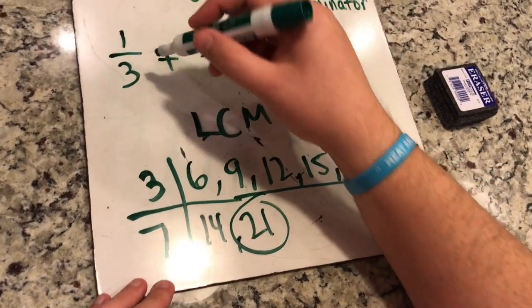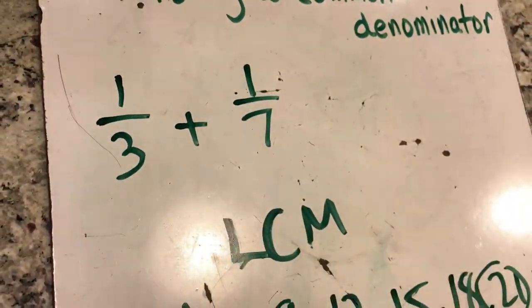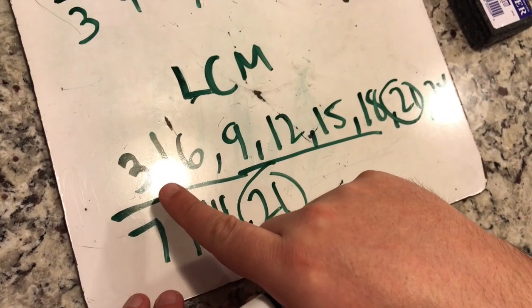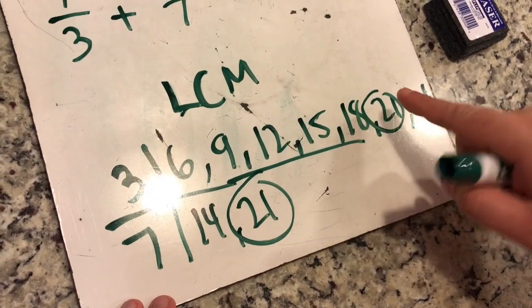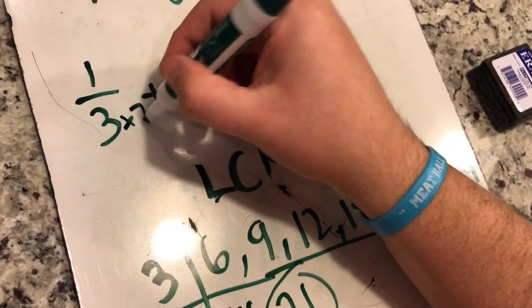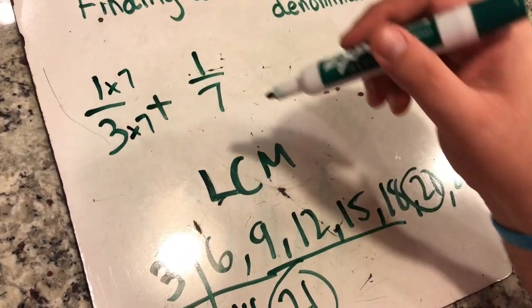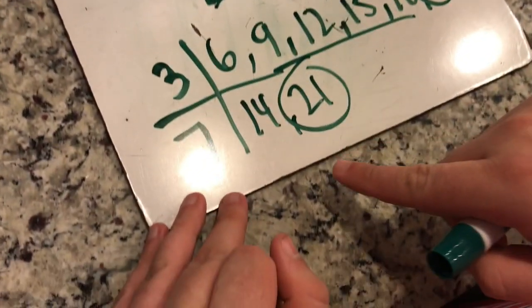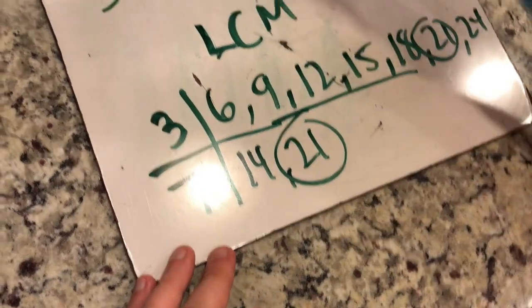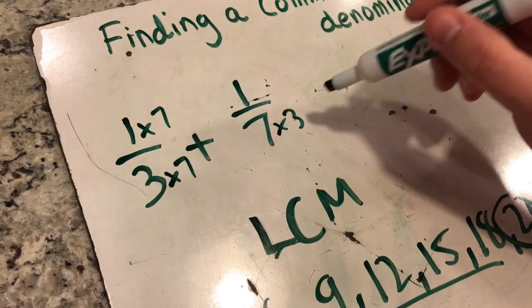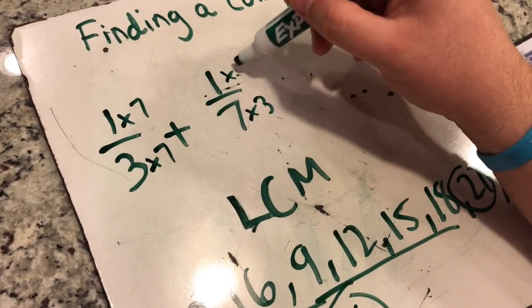So if I go back up here, I want to turn these into 21s. So 3 times what gave me that? 3 times 1, 2, 3, 4, 5, 6, 7. All right, so 3 times 7. Whatever you do on the bottom, you have to do on the top. So times 7. And then 7 times what gave me 21? Times 1, times 2, times 3. So times 3, whatever I do on the bottom, I have to do on the top.